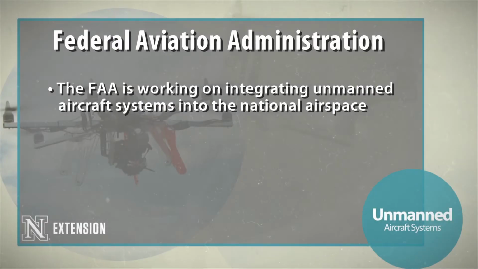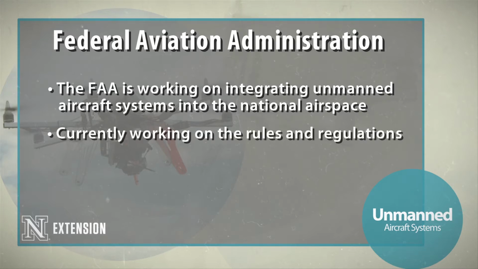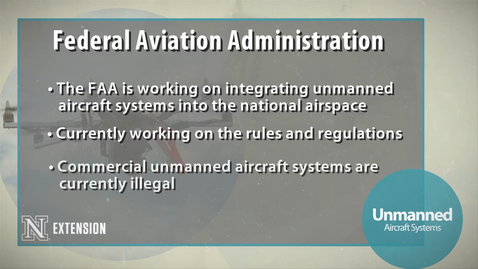The good news is that the FAA is working on integrating unmanned aircraft systems into the national airspace. They're working on the rules and regulations. These are set to be published in the very near future in a draft form, and we'll all have a chance to get a look at where the FAA is going with these rules and how they're going to interpret commercial flight of unmanned aircraft systems moving forward. But the main take-home message right now is that commercial use of unmanned aircraft, whether it's fixed wing or even the multi-rotor, would be illegal in the United States.